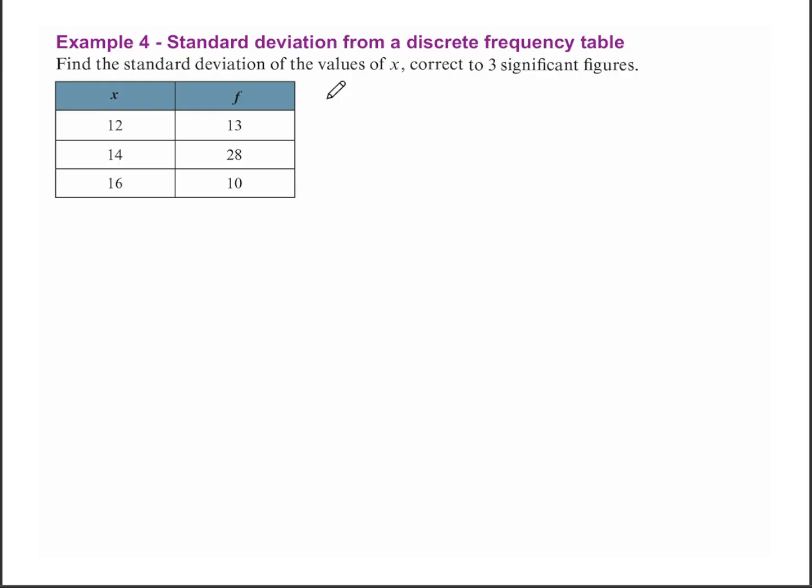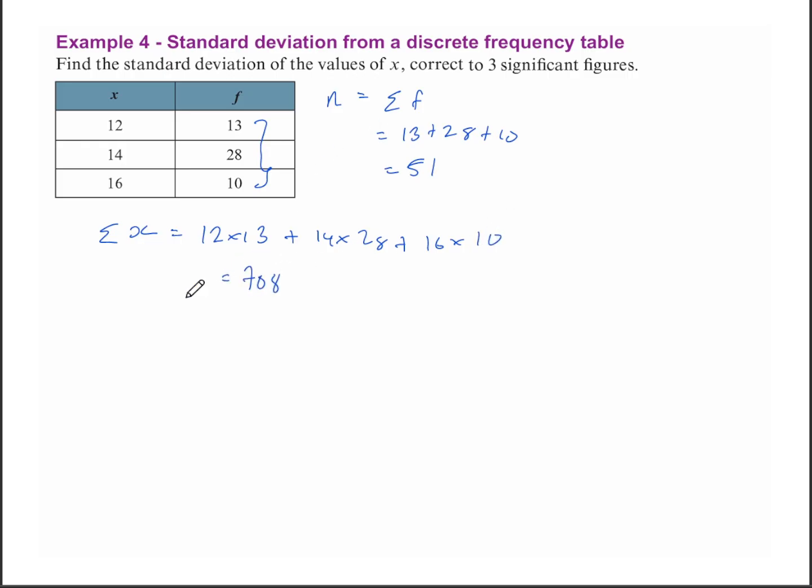Firstly, what we need is our n. How many data points do we have in total? That is just the sum of the frequency, which is 13 plus 28 plus 10, which gives us 51. Then what we need is our sum of the individual data points, which is going to be 12 times 13 plus 14 times 28 plus 16 times 10, which gives us 708.